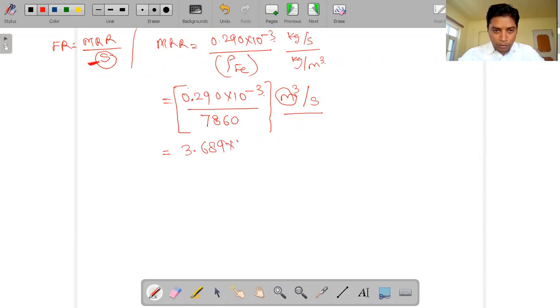3.689 into 10 raised to power minus 3. No, minus 8 only will come. Sir, sorry, sir, it is 8, minus 8. Yes, sir, 8, minus 8. This is minus 8. Very good, guys. So that is in meter cube per second, okay? Yeah, I'm also getting that it is in meter cube per second.